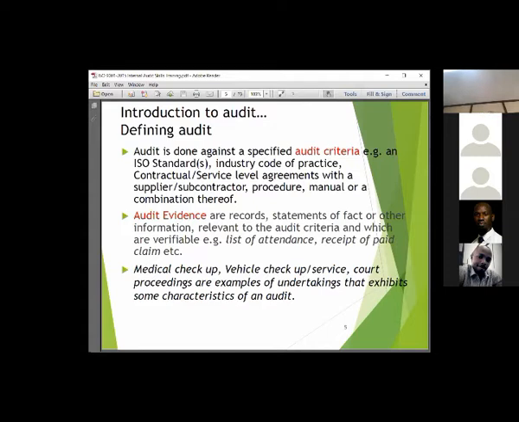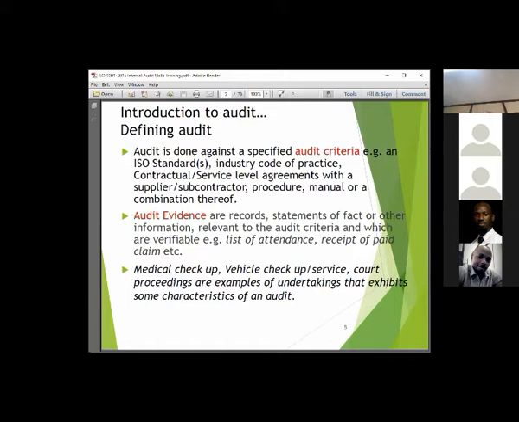Audit evidence usually is verifiable. If it's a list of participants in attendance, it's there, so anytime after the audit, you can still go and verify it is there. Receipts of paid claims, those are verifiable. And they are records, they are facts. Okay, are we together?